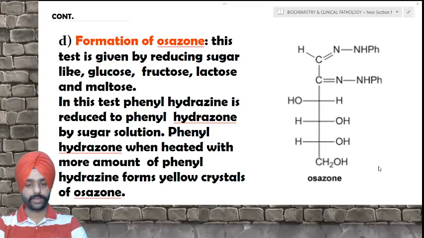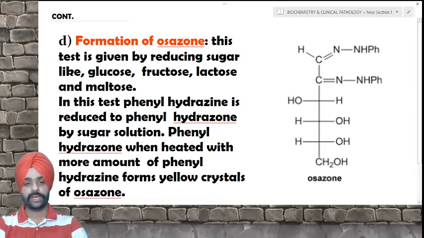Welcome students. In the previous class we had studied the first three chemical properties of carbohydrates. Those were mainly reduction, oxidation and ester formation. Now the fourth property we shall be discussing is the formation of osazone.